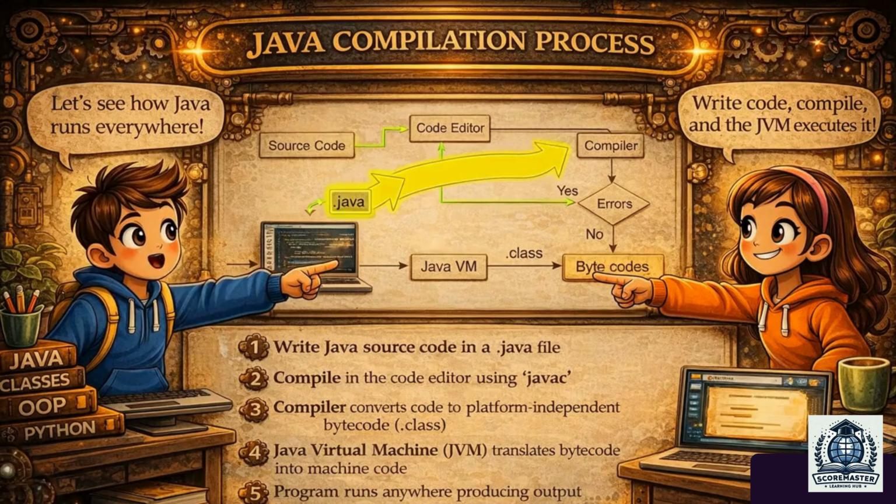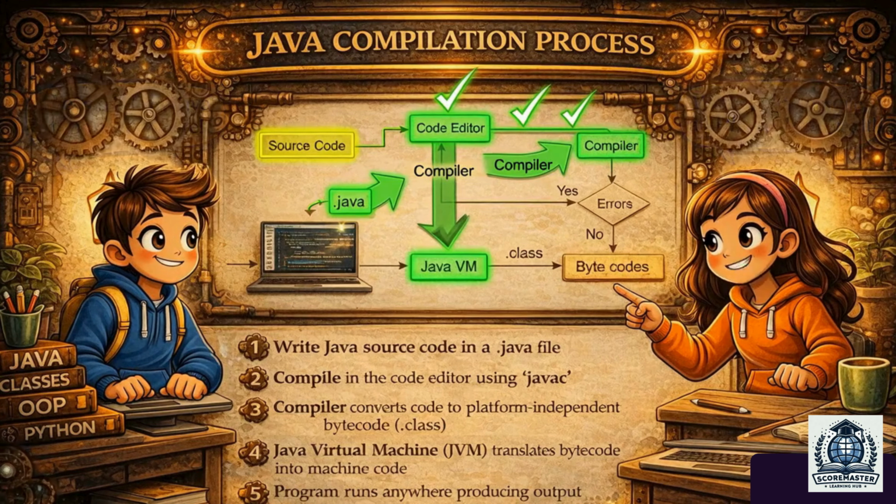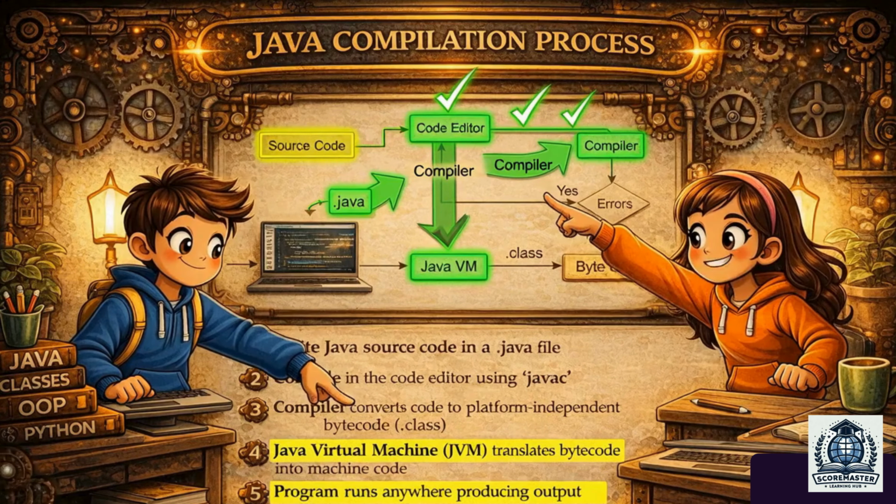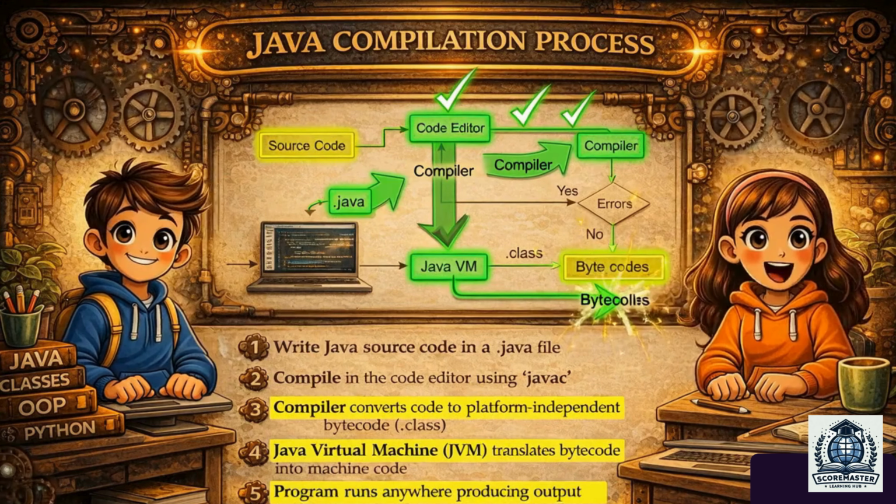Java programs follow a simple process. First, we write code and compile it into bytecode. Then, the Java Virtual Machine converts it into machine code and runs it. That's how Java works everywhere.